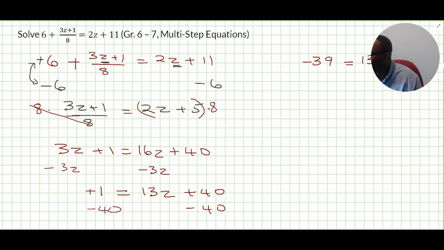So now we want to isolate z. We divide it by the number to the left of z. 13 divided by 13. So negative 3 equal to z. Or you can say z equal to negative 3.